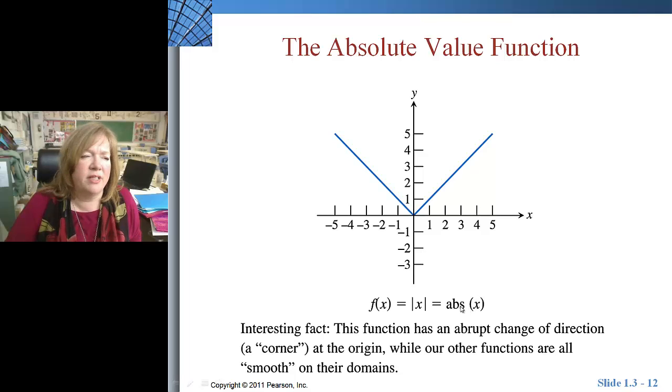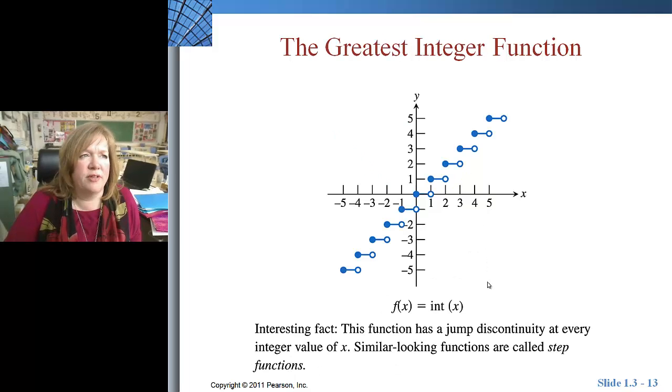Absolute value, you did a lot of this with algebra and algebra 2, and it is a symmetric function. It would be even. Domain would be all reals, but the range, the output, would only be positive numbers, so it would be from 0 to positive infinity.